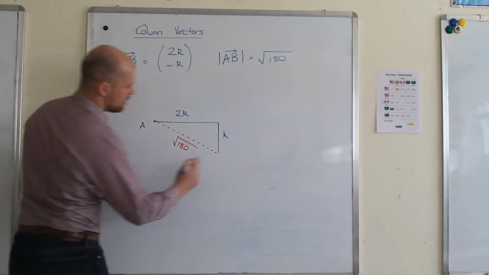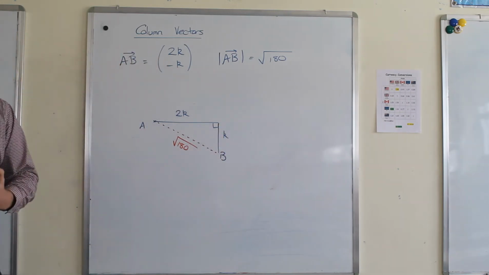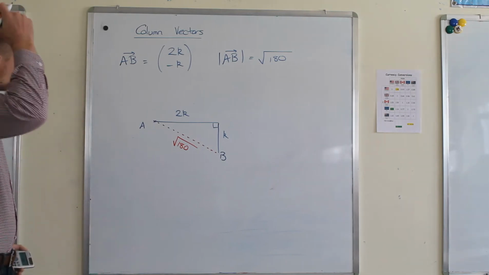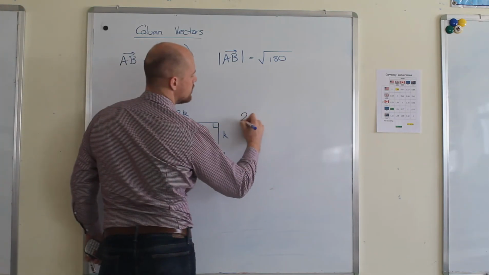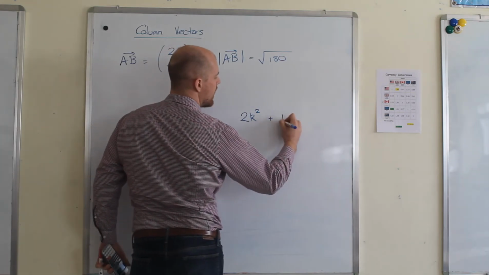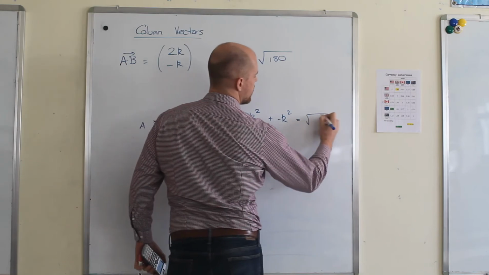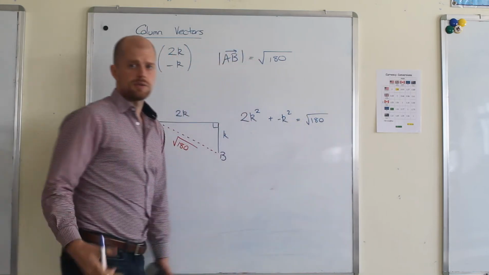Well, that's A, and this is B. This is a right angle. So I can just use Pythagoras' theorem again. Now a lot of you write this: 2k squared plus minus k squared equals root 180. And there are a few issues with this.